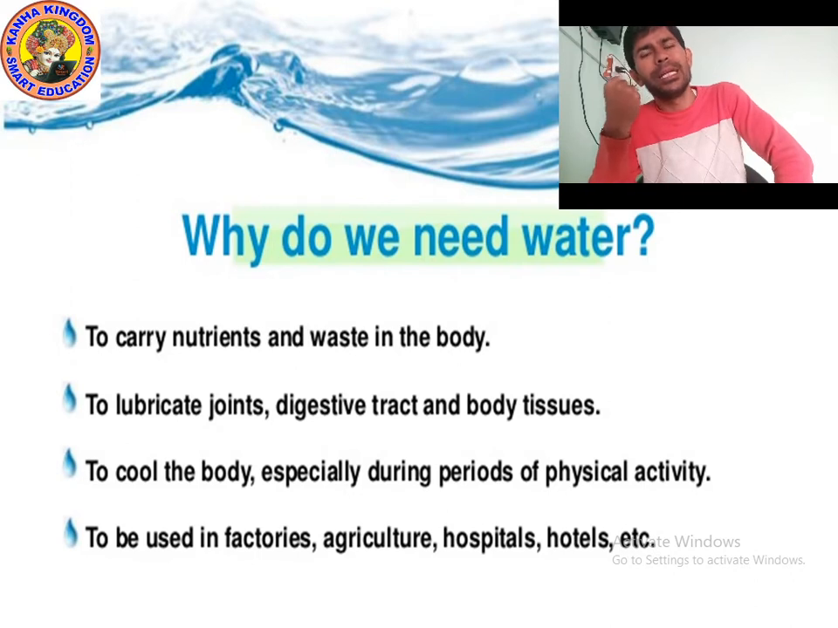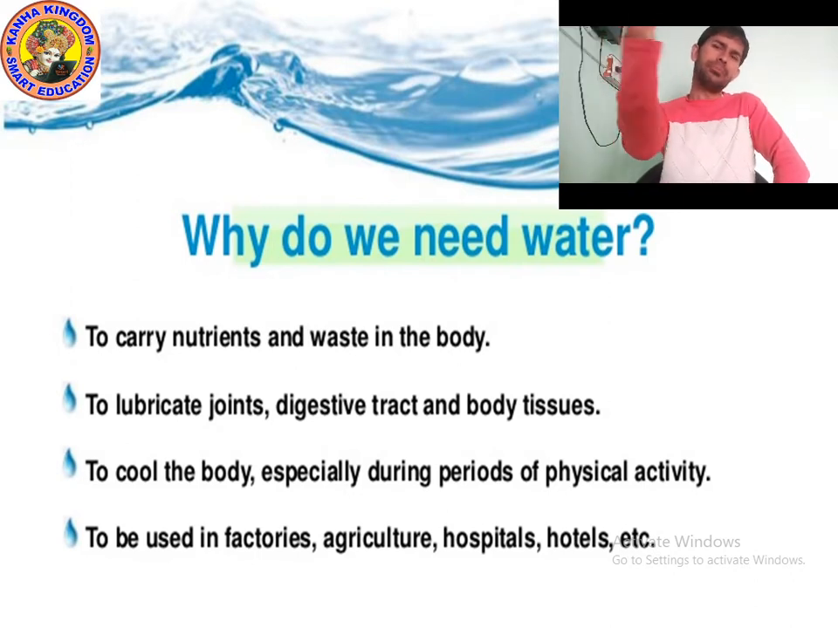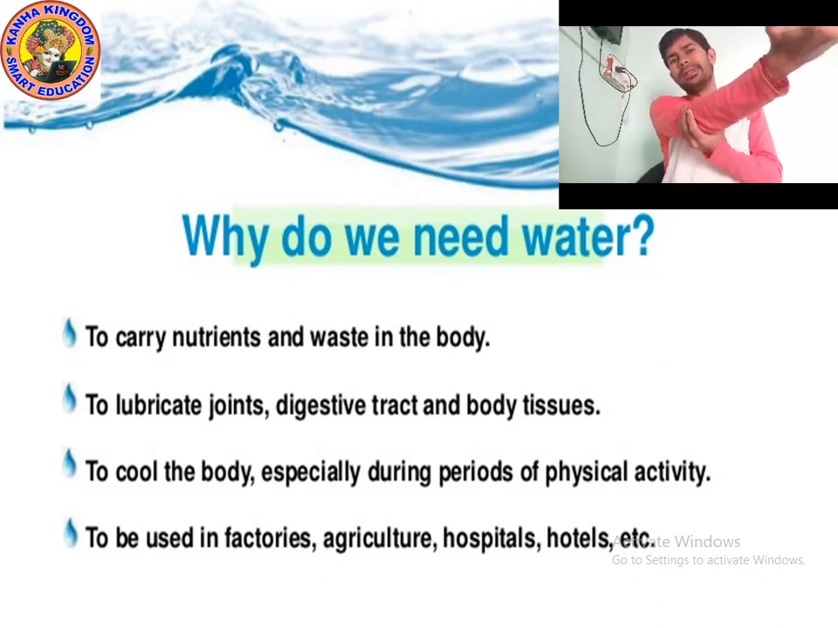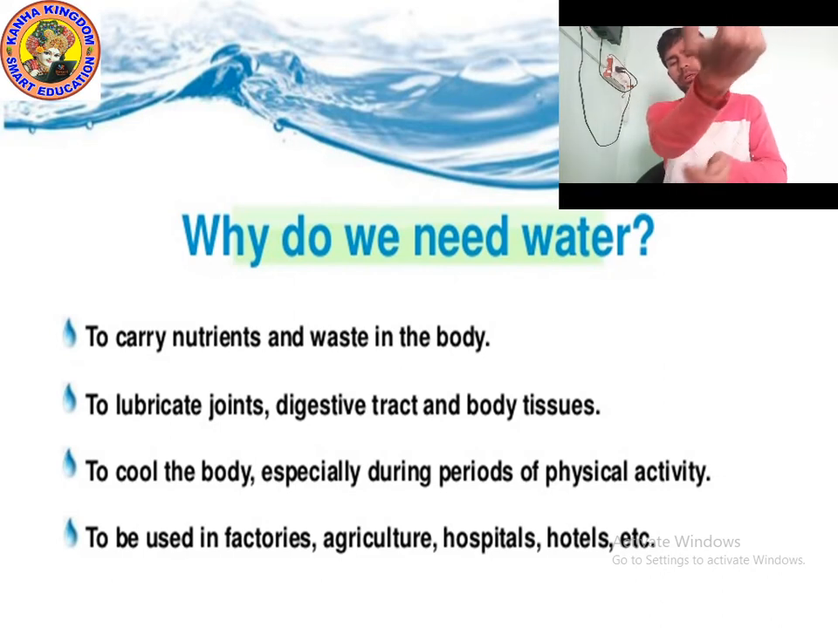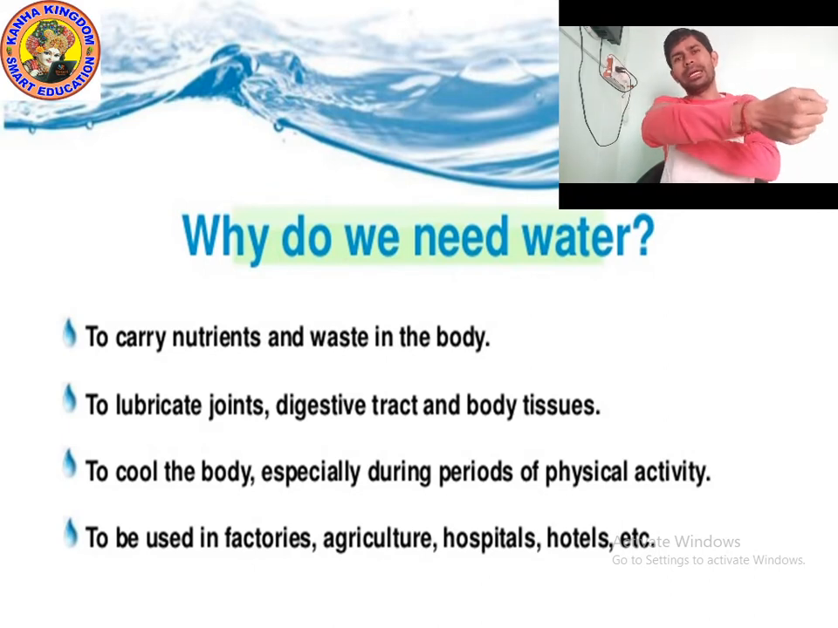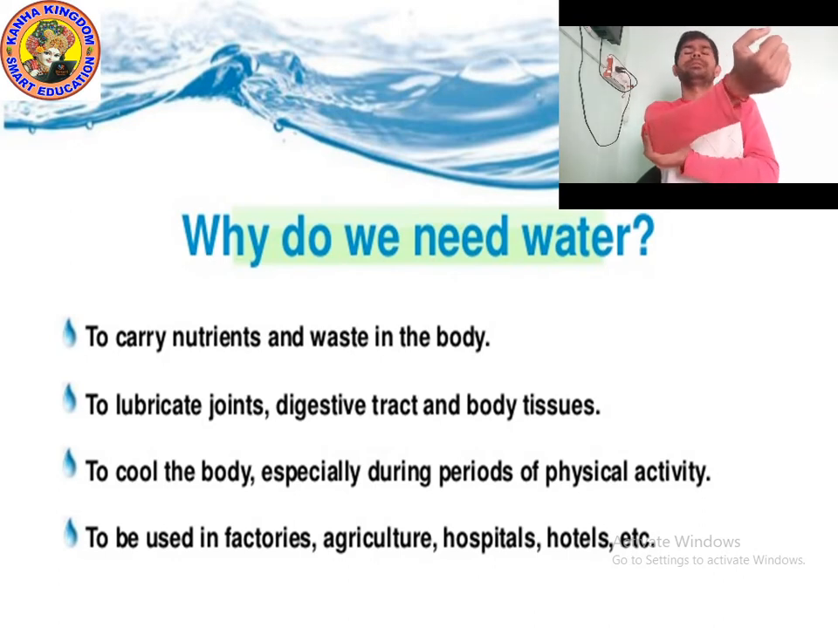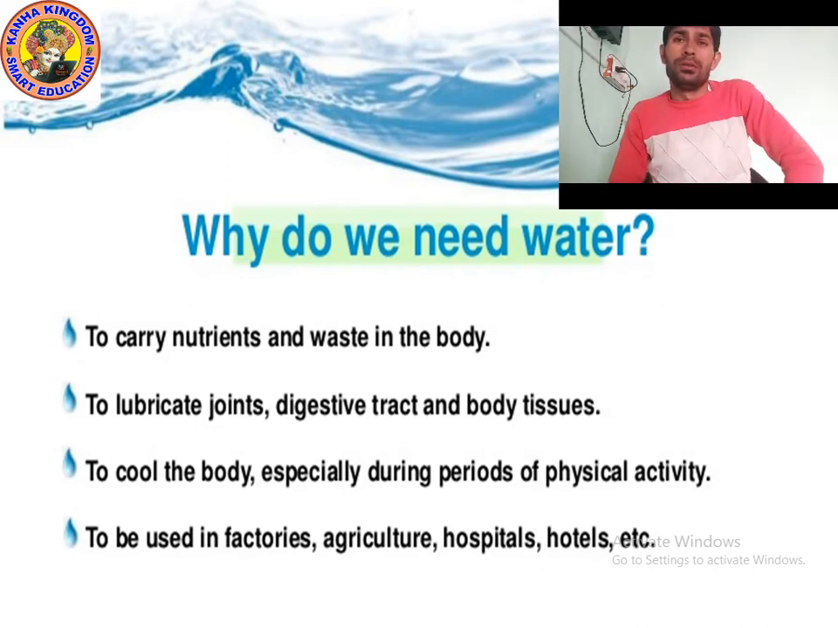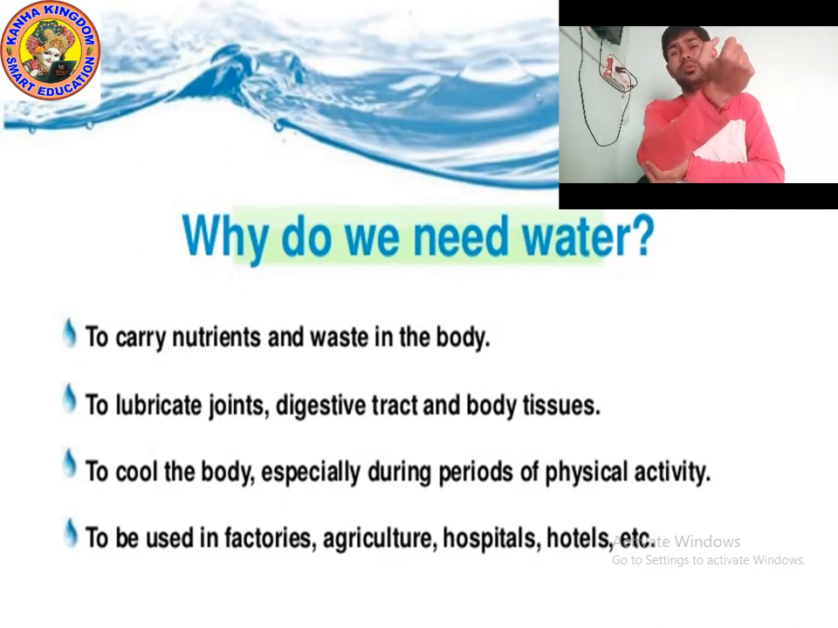The second point is to lubricate joints. Yes, I can easily move my hand because of the joint available just at the elbow. In my hand there are two bones, and they are joined to each other with cartilage and ligaments. So water also helps to lubricate it. Yeah, that's why our bones are safe.